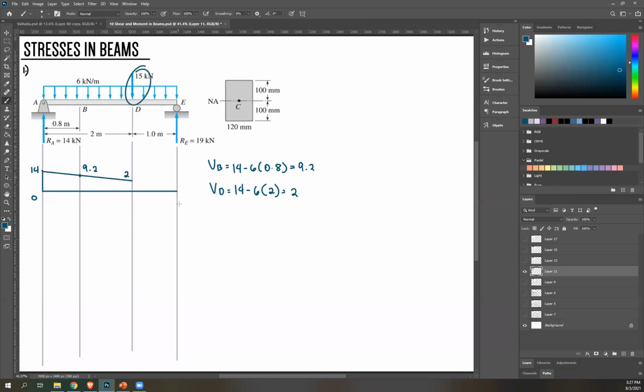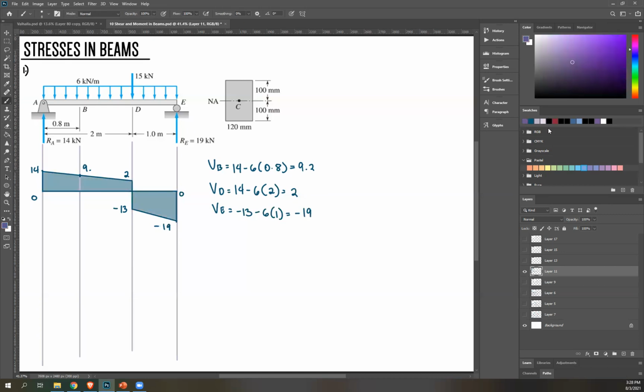Okay, now we have an applied force here, 15. So you're going to go down from this point. So 2 minus 15, that's negative 13. And then shear force at E. So negative 13 minus, then we're going to take this area, that's 15 times 1.6, and that's 19. So you're going to go downwards again until you reach negative 19. And then at this point, there's an upward force of 19. So negative 19 plus 19, you end up at 0. So this is your shear force diagram.